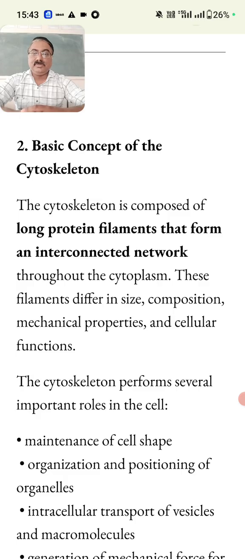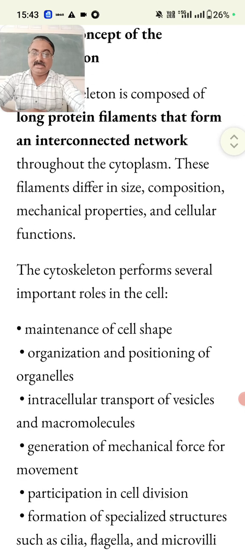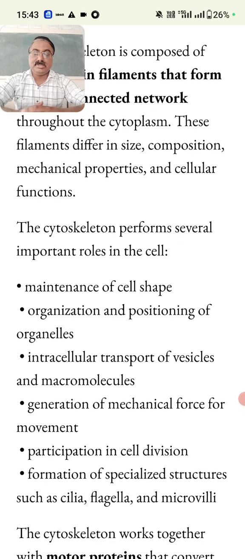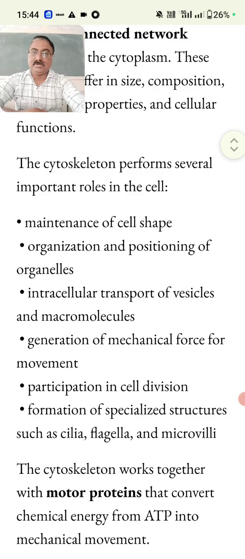Cytoskeleton is composed of long protein filaments that form an interconnected network throughout the cytoplasm. These filaments differ in size, composition, mechanical properties, and cellular functions. The cytoskeleton performs several important roles in the cell, such as maintaining the shape of the cell, organization and positioning of the organelles, intracellular transport of vesicles and macromolecules, generation of mechanical forces for movements, participation in cell division, and formation of specialized structures such as cilia, flagella, and microvilli.